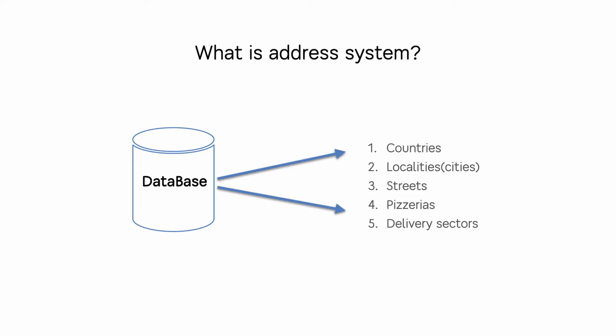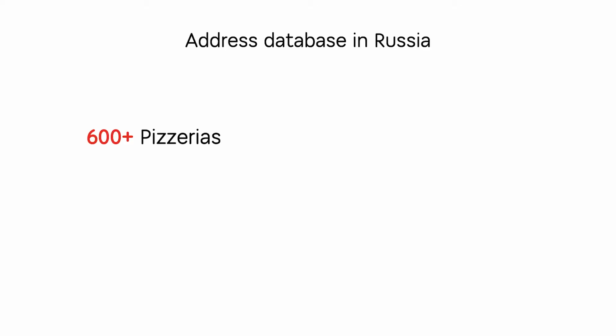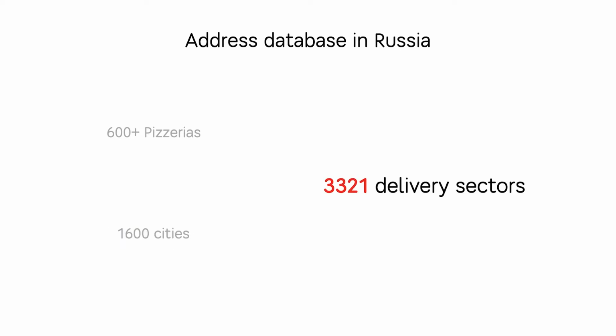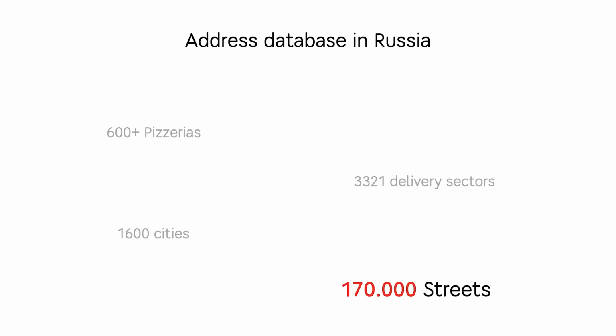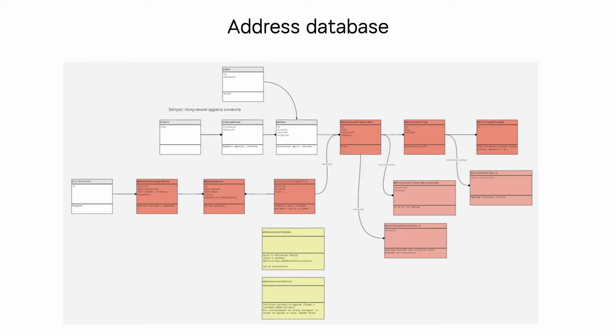So how does the client's address input work today? For that, we use the address system. It's a huge database that contains information about all of the cities and streets and venues and villages of every country. And those addresses are distributed over the delivery areas of the restaurants. In the address database, we have over 600 restaurants in Russia now, over 1,600 cities and villages, over 3,300 delivery sectors, and over 170,000 streets.